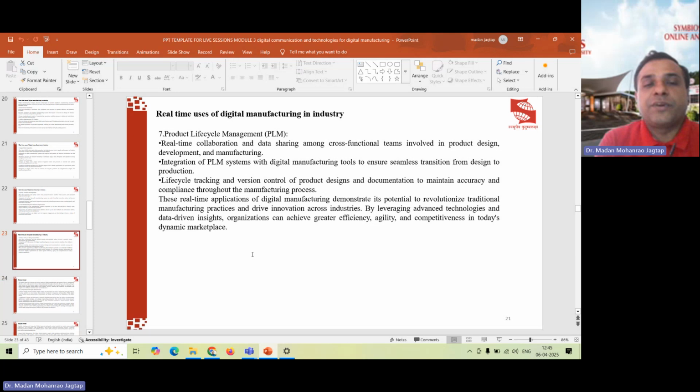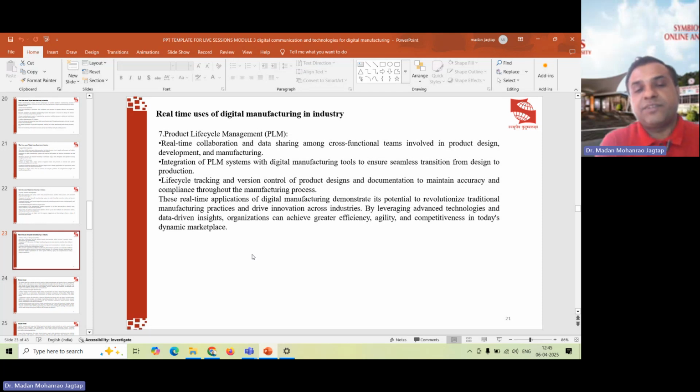Then product lifecycle management. So real-time collaboration and data sharing among cross-functional teams involved in product design, development and manufacturing. Integration of product lifecycle management systems with digital manufacturing tools to ensure seamless transition from design to production. Lifecycle tracking and version control of product design and documentation to maintain accuracy and compliance throughout the manufacturing processes.